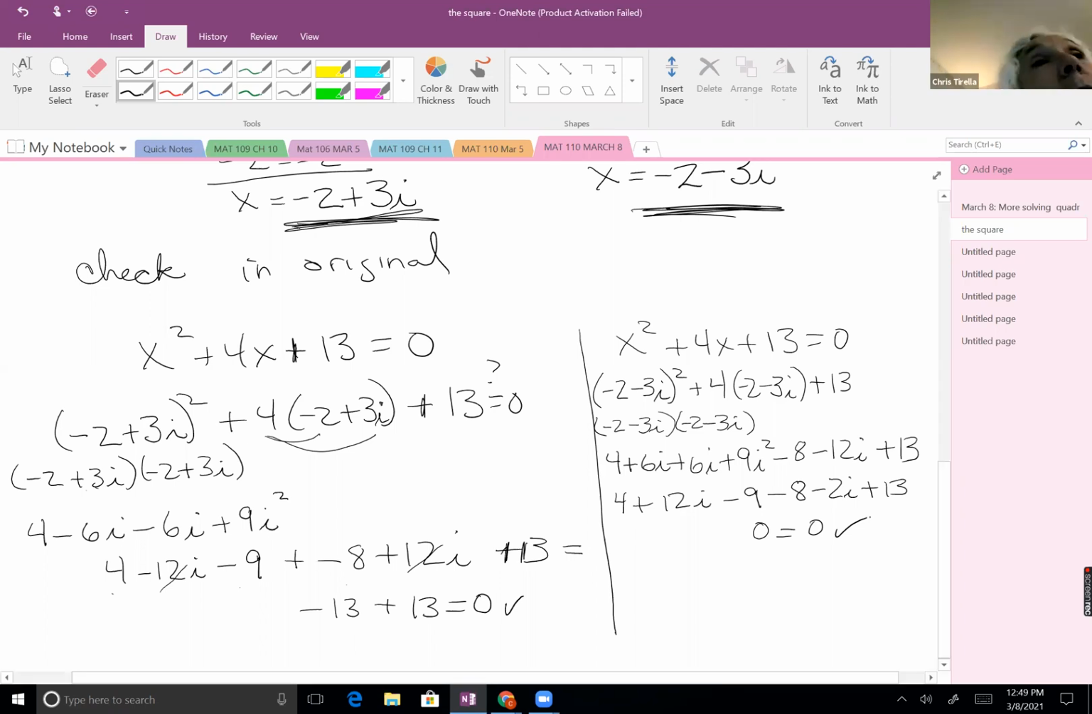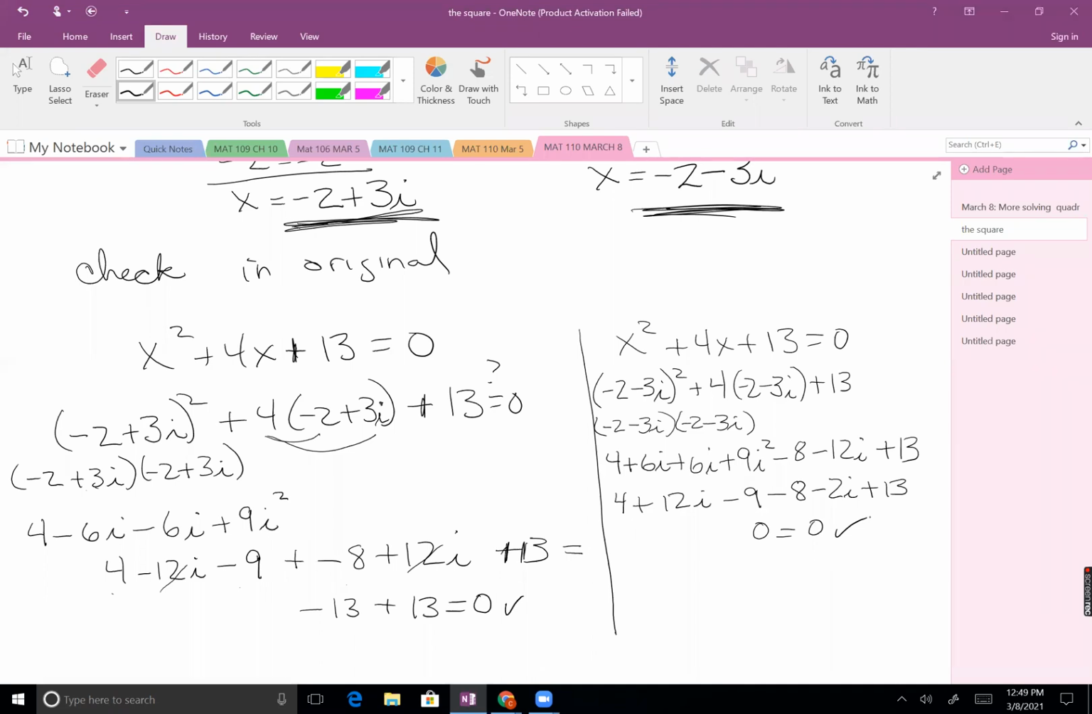So that was our example. Now I'm going to give you a couple of equations, and I'm going to ask you to please solve them by completing the square. Did you have a question?